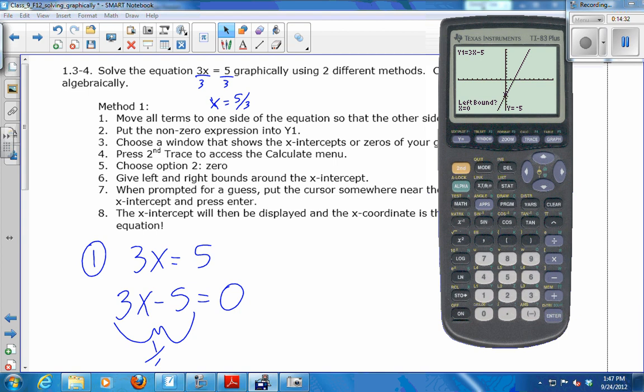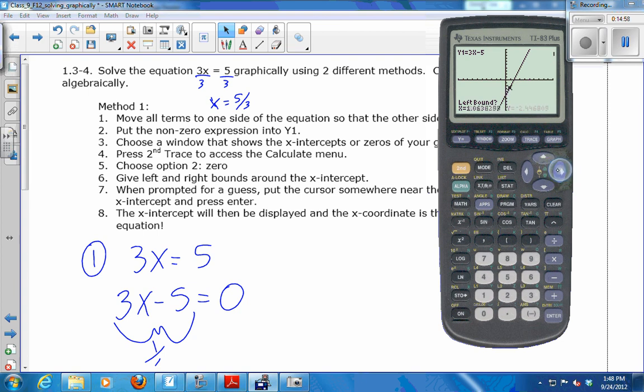Now your calculator is going to ask you for a few pieces of information. It needs your help to get started in finding this x-intercept. You have to give it a left bound, a right bound, and a guess. So it'll just ask you down at the bottom, it says, I need a left bound. So if you're looking right here for this point, the x-intercept, I need to put the cursor anywhere to the left of that to give a left bound.